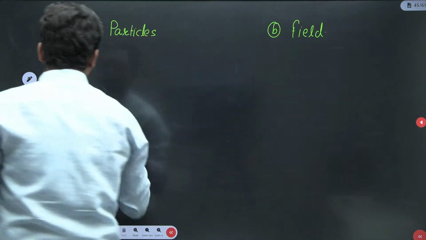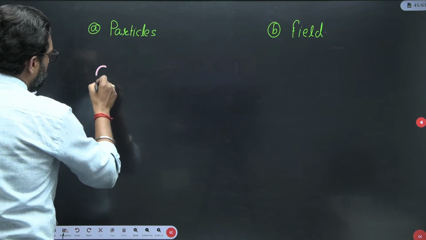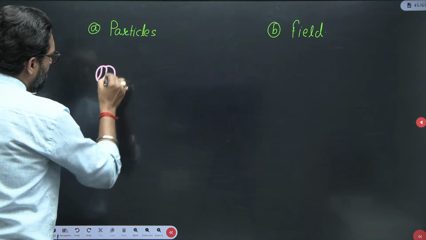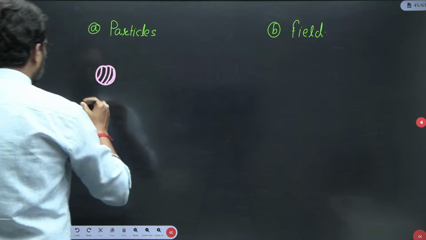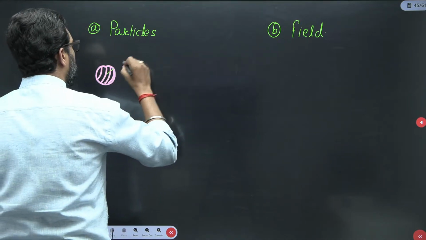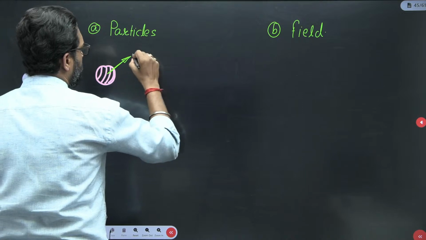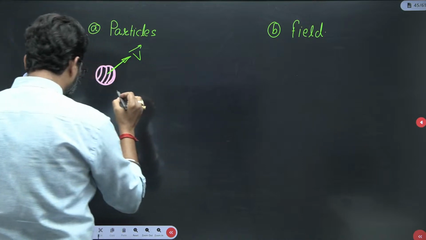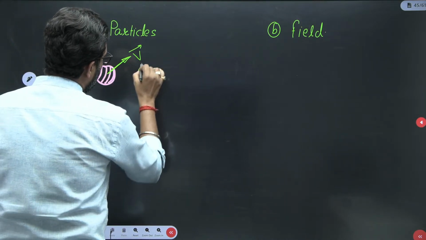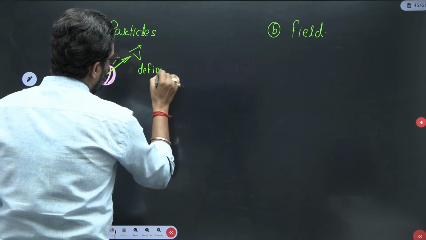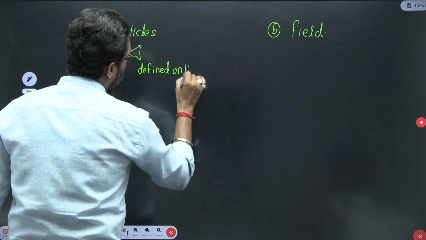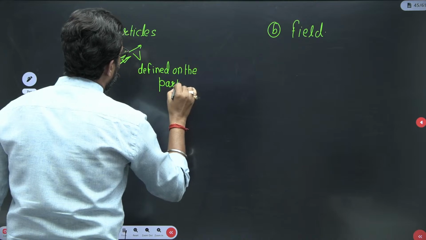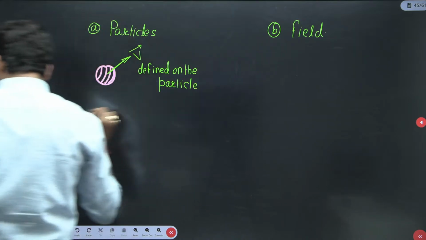Now, let's suppose you have a particle of any mass m. This particle is moving with a velocity v. How to describe it? That means the velocity is defined on the particle.